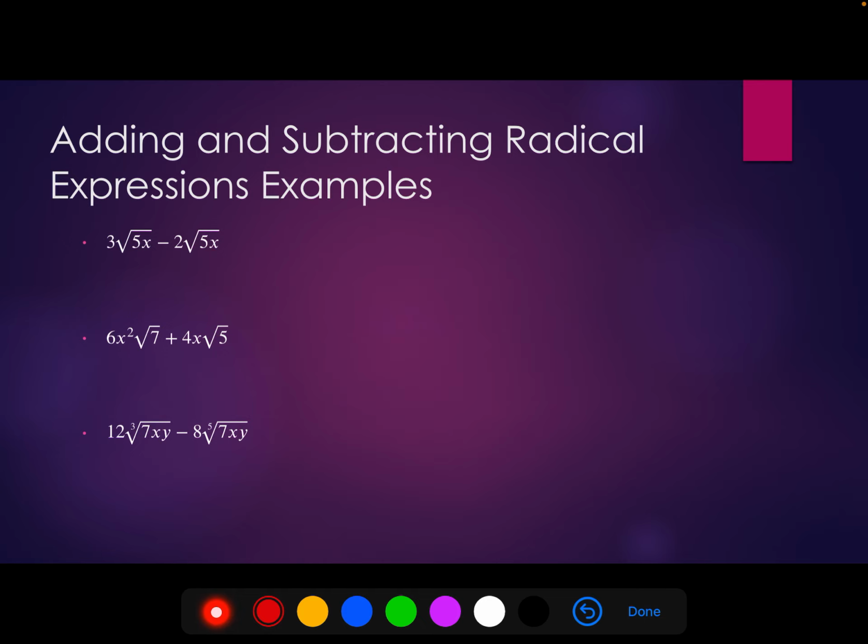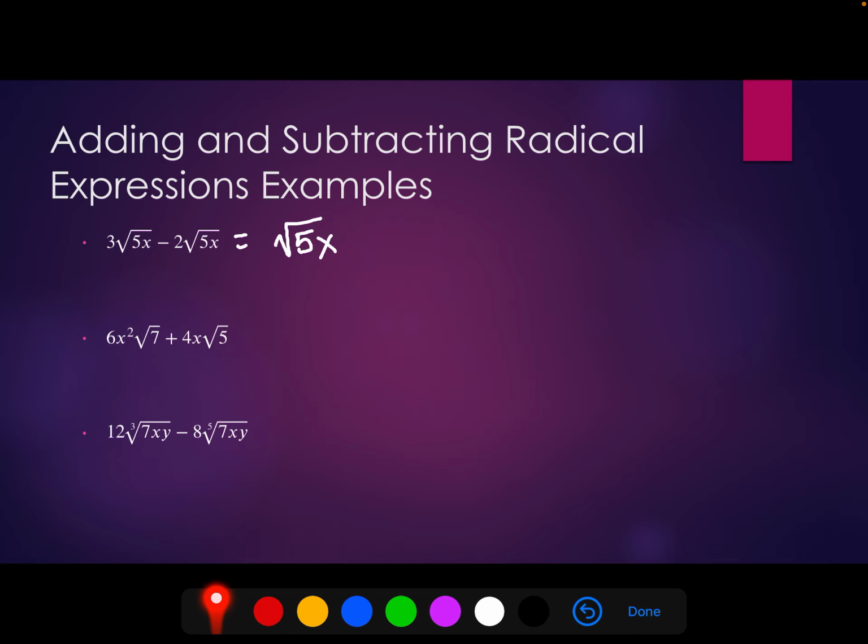Next, we just have to do 3 minus 2, right? We just have to subtract these coefficients. So 3 minus 2 is just equal to 1. So this is going to be equal to just root 5x. Now let's take a look at the second one.